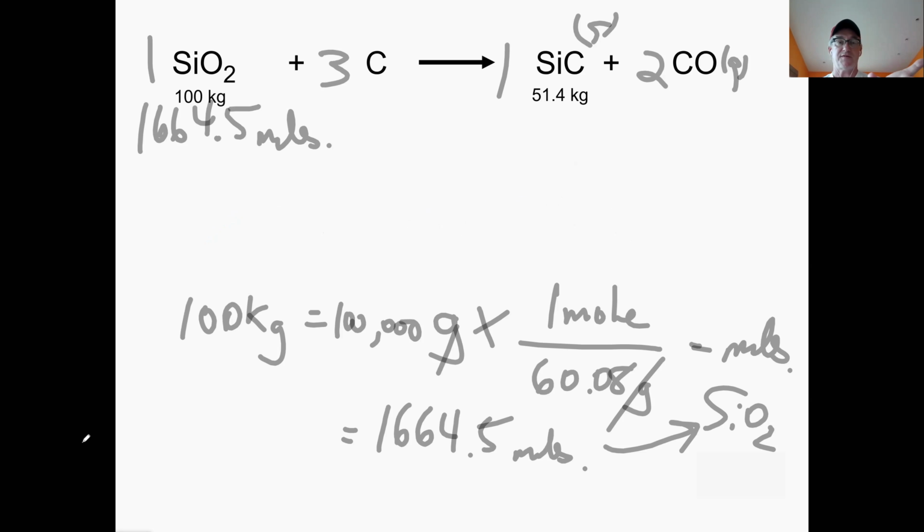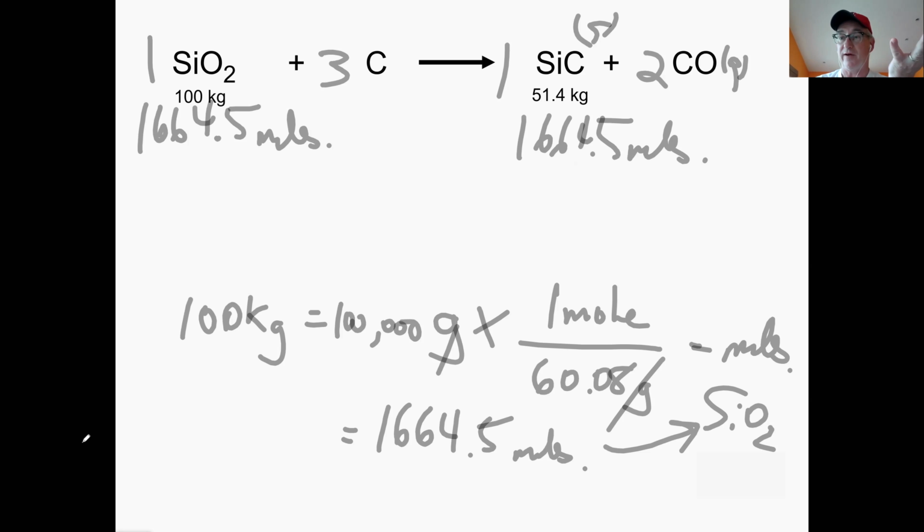So however many moles of silicon dioxide I have, just notice there's basically 1 mole of silicon goes in, 1 mole of silicon comes out, just in a different form. So now I get 1,664.5 moles of product.